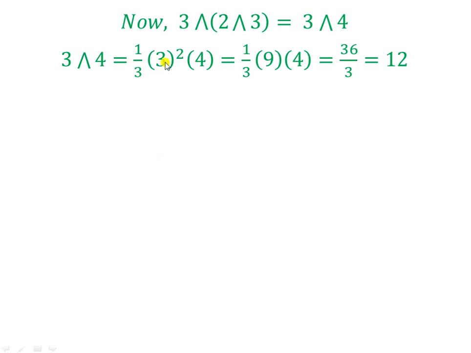So we shall have a third into 3 squared times 4. But 3 squared is 9, then multiplied by 4. But 9 times 4 is as good as 36. Then you have to divide it by 3 because we had a third here. And if you press your calculator, you will come up with 12 as your final answer. So now it means we can conclude that 3 * 2 * 3 is equal to 12. And that gives us the solution or the answer to our question.